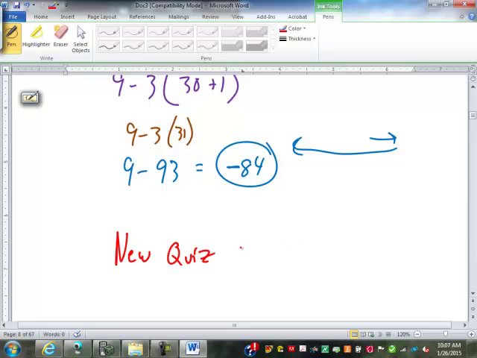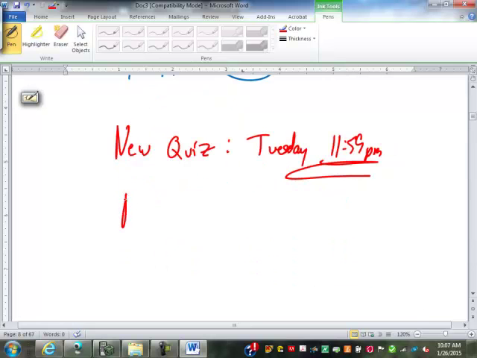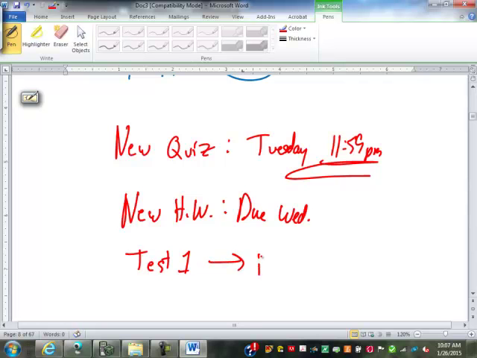There's a new quiz due Tuesday at 11:59 p.m. There will be a new homework due Wednesday. And of course, the Unit 1 test will be in class on Wednesday.